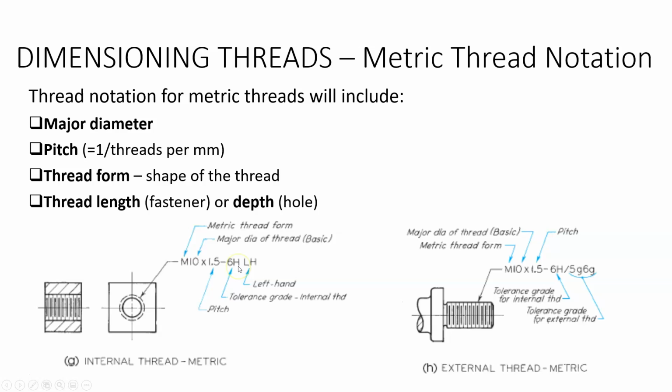6H is the tolerance grade, and we actually are going to omit that. We're not going to use any tolerances for our threads.